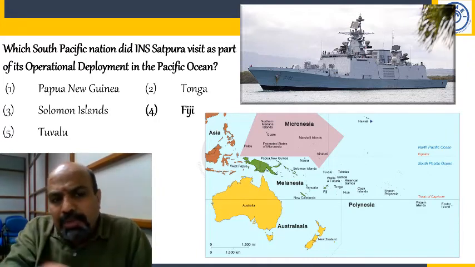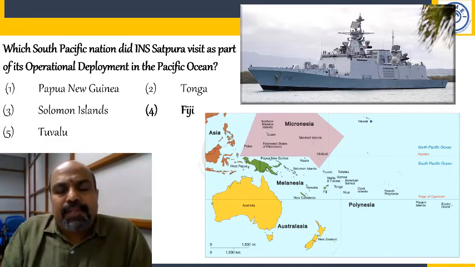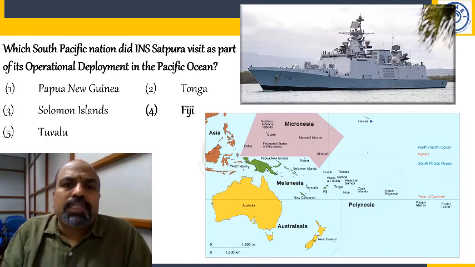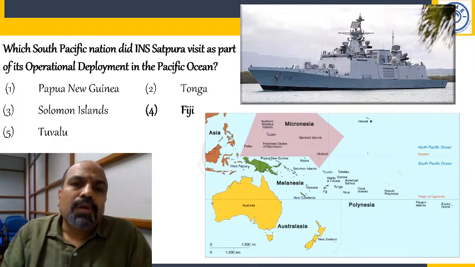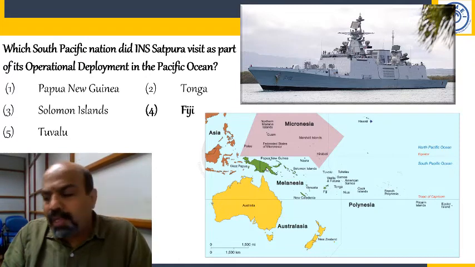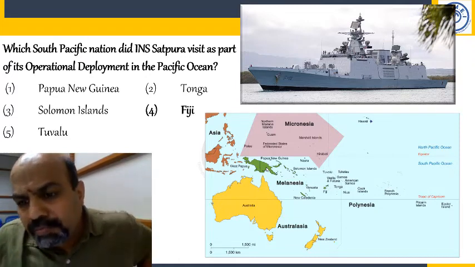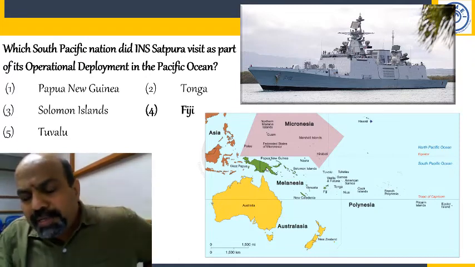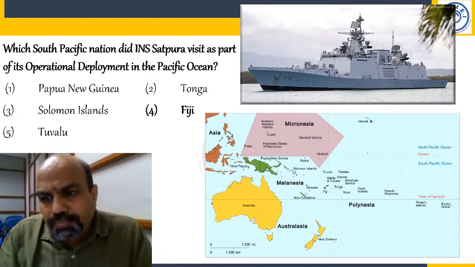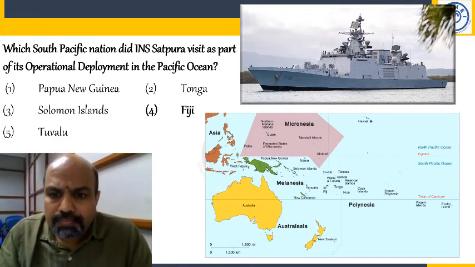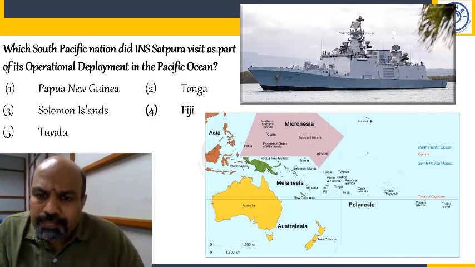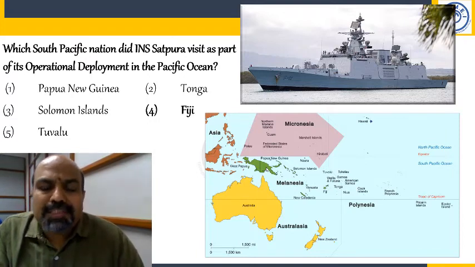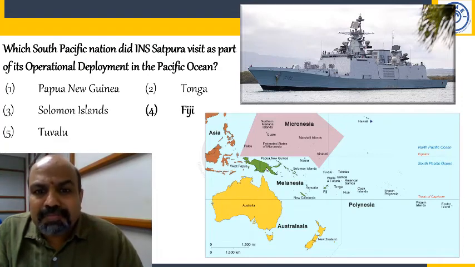You could write the capitals of these places. Capital, Port Moresby. Port, P-O-R-T, Port Moresby, M-O-R-E-S-B-Y. I'm fascinated with all these kinds of things, maps and all.